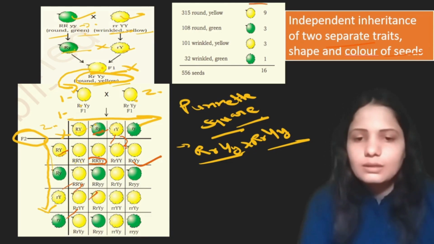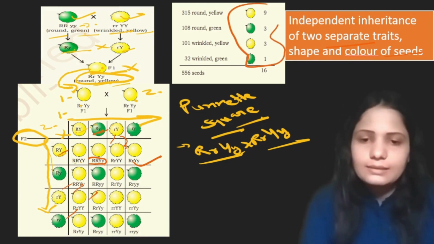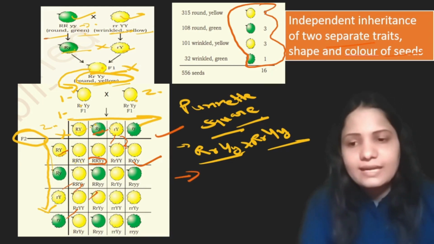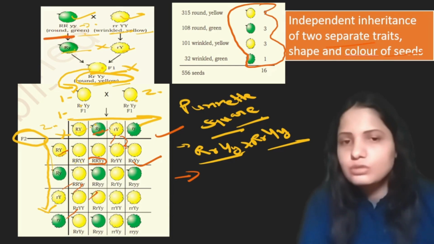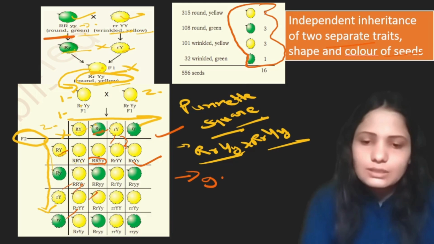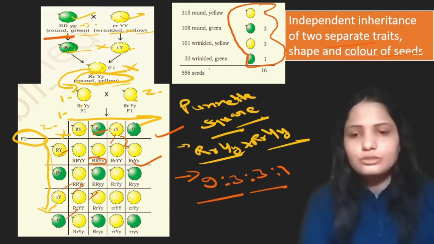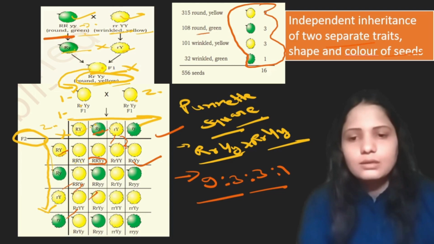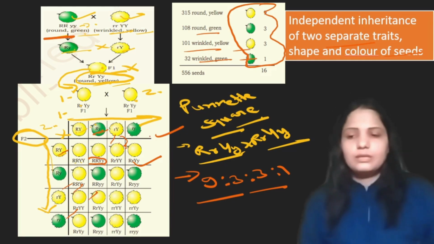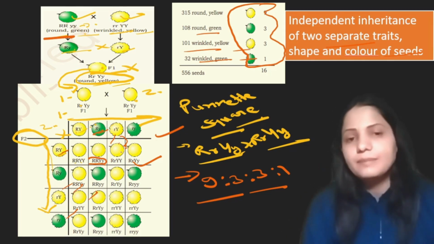So overall, this is the ratio we finally got from this cross. As here we are considering two characters at a time during the cross, this is a dihybrid cross. What ratio did we get? We got the ratio 9 is to 3 is to 3 is to 1. In this ratio we have round yellow 9, round green 3, wrinkled yellow 3, and 1 wrinkled green. How is this ratio attained? How does this explain independent inheritance?